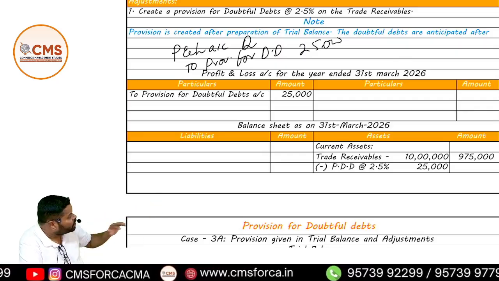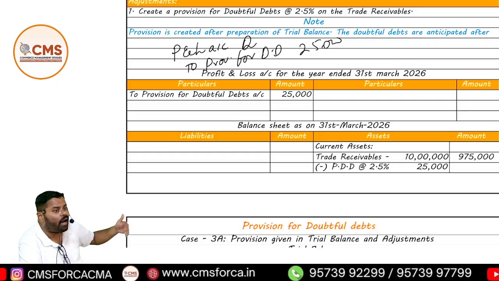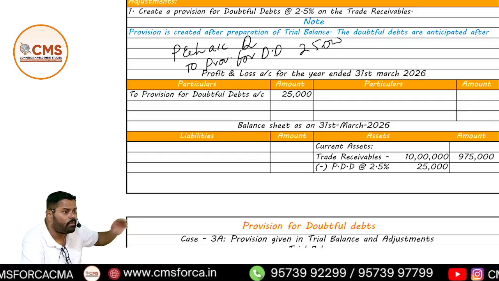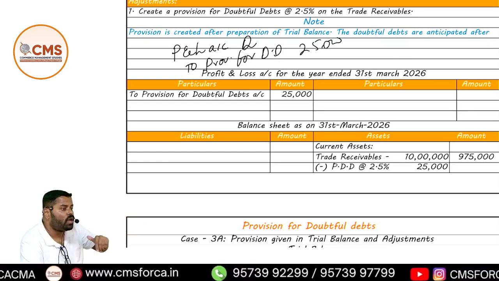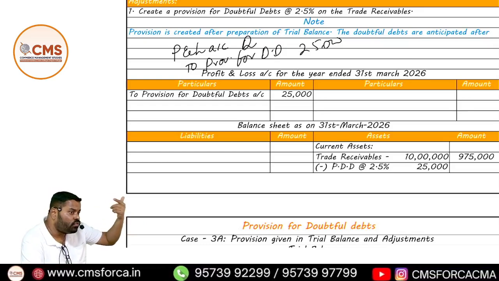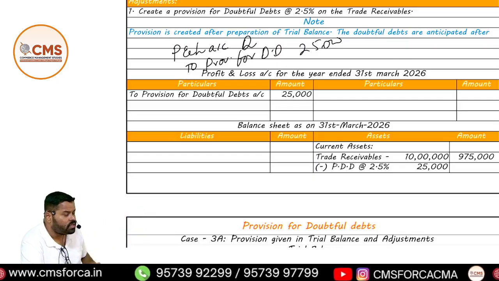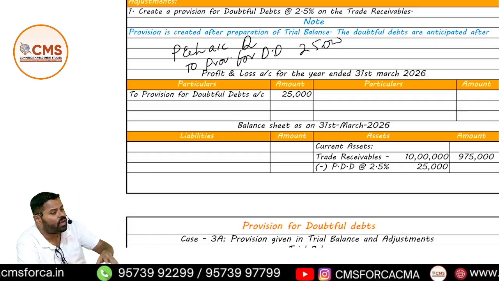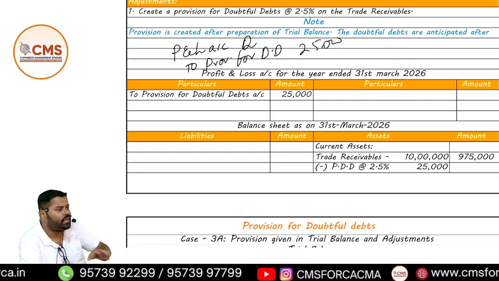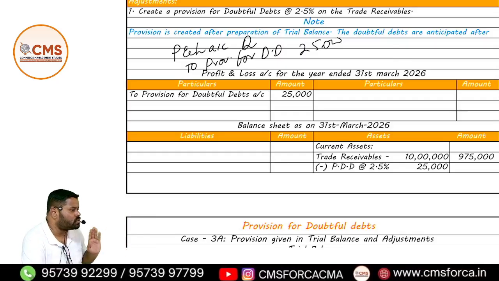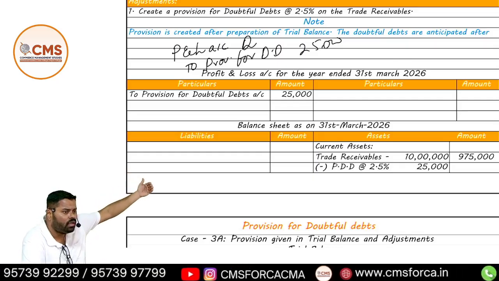What is this? Anticipated after preparation of trial balance. What was the previous one? You had this doubt before you prepared trial balance, and at the time of preparation of your final accounts the doubt got clarified and there is no question that you will get any loss. Then we have closed it in P&L account on the credit side.